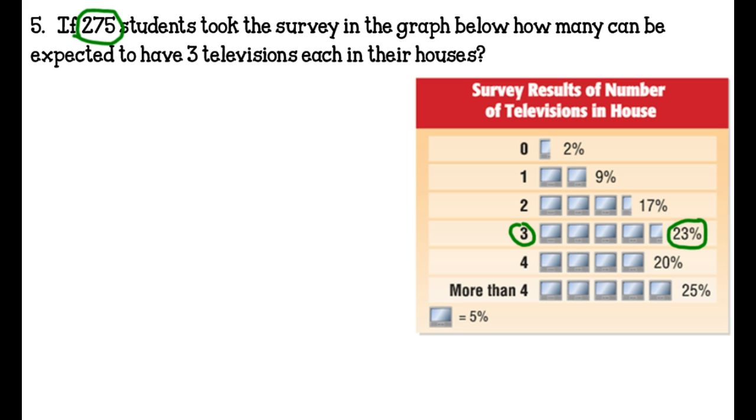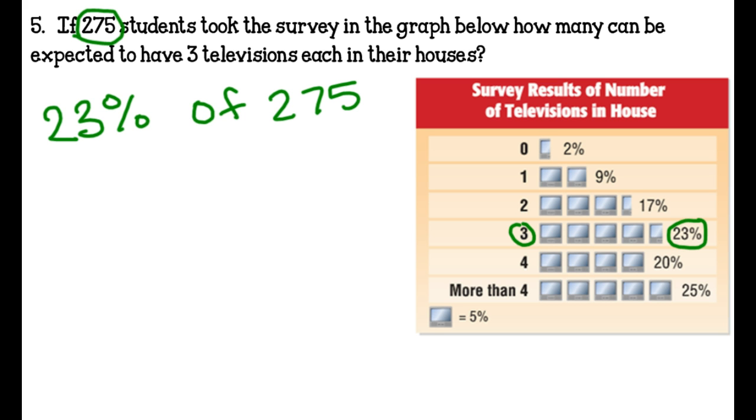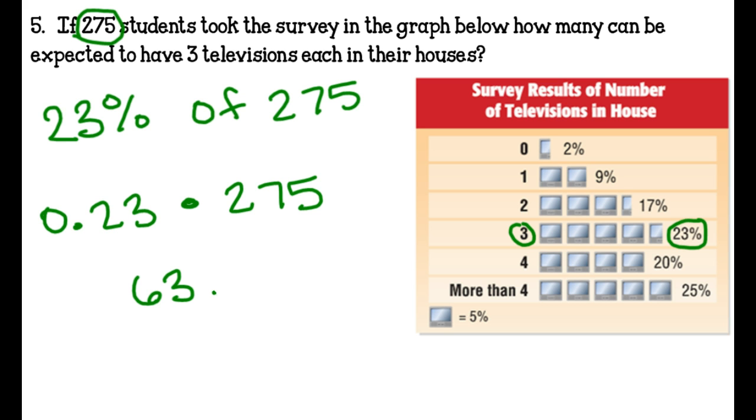So we take 23% of 275. To make 23% a decimal or a fraction, I'm going to make it a decimal. I move it over 2. So it is 23 hundredths times 275. And then I multiply those together, and I get 63 and 25 hundredths students would have a television in their house.